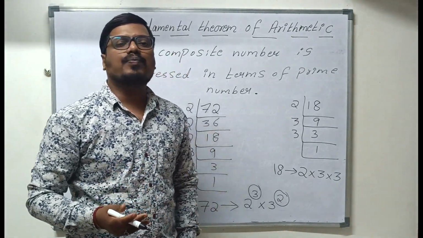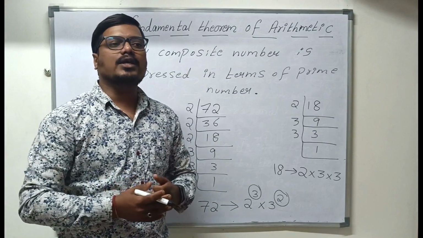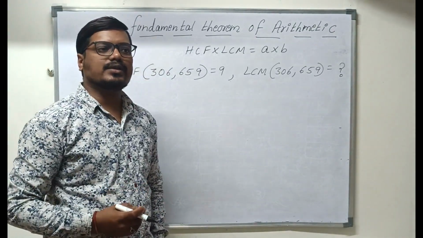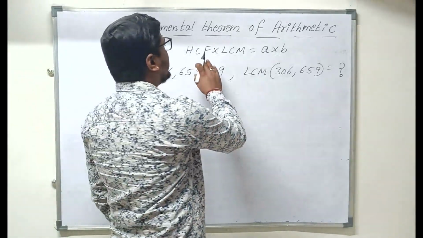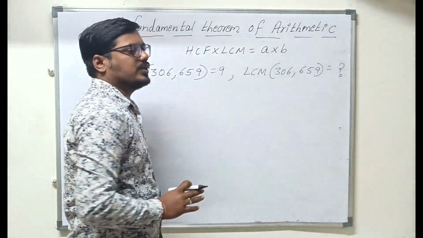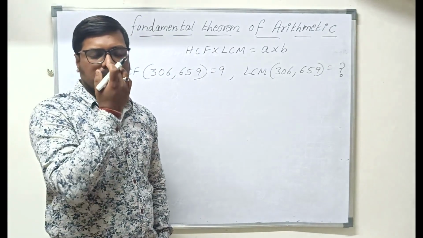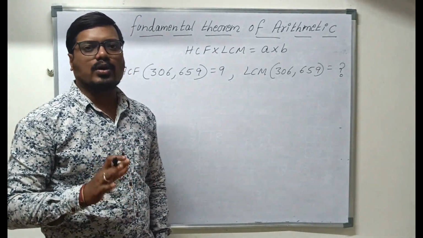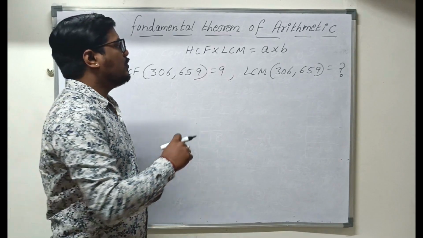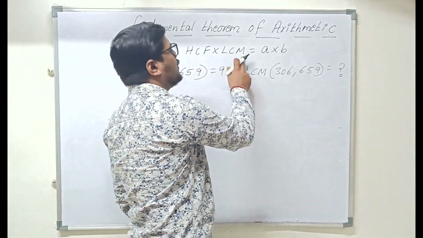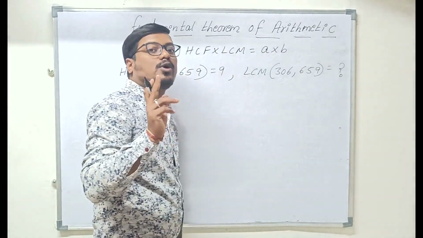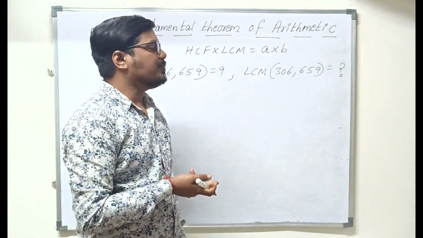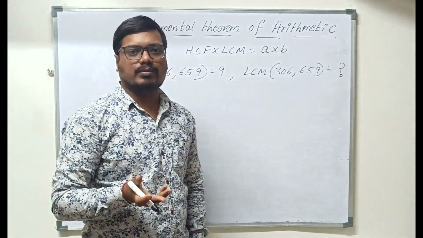Now let us see how the questions will be standardized for your 10th standard board exam. HCF into LCM equals the product of two numbers. They will be giving two numbers, right, children? Let us take 12 and 15, or 13 and 16, whatever two numbers they are going to give. The formula you are going to apply is HCF into LCM equals the product of two numbers. You should never say that as A into B, because in place of A into B I can take any variables.